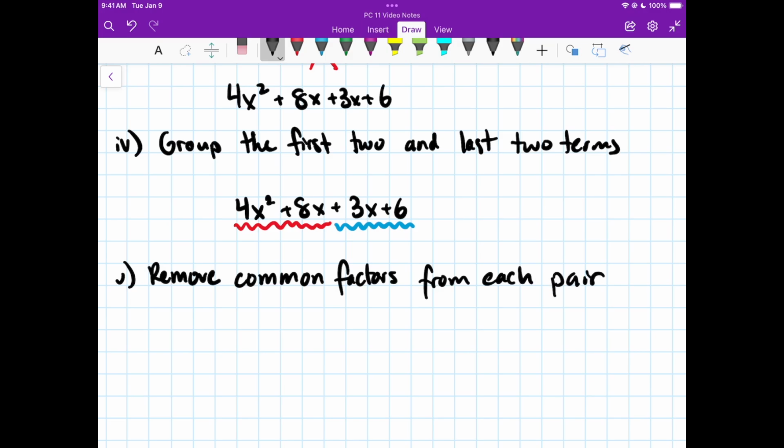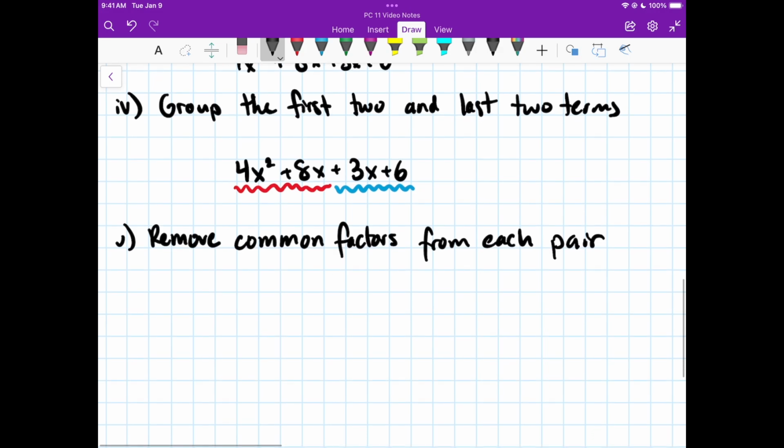So if we look at 4x squared and 8x, so 4 and 8, we can take out a 4. And then x squared and x, they both have x's in them. So we're going to take out a 4 and an x. When we do that, remember when you take out common factors, you're just dividing. So 4x squared divided by 4x, the 4 is gone, and the x squared is now just an x. 8x divided by 4x is going to get me, well, 8 divided by 4 is 2, and then the x is just gone. So we got x plus 2.